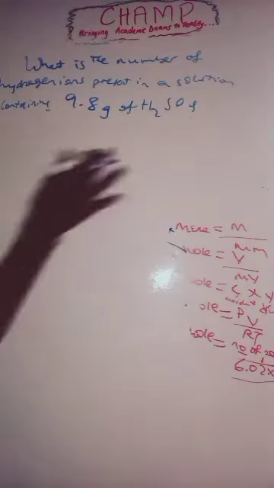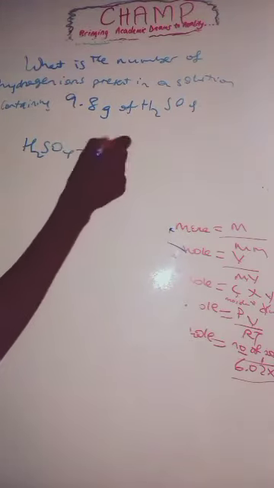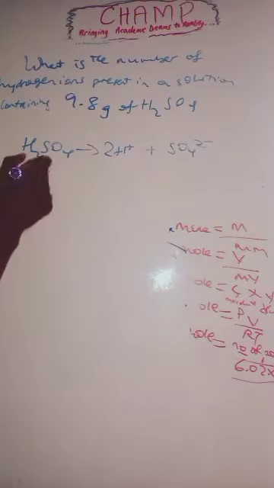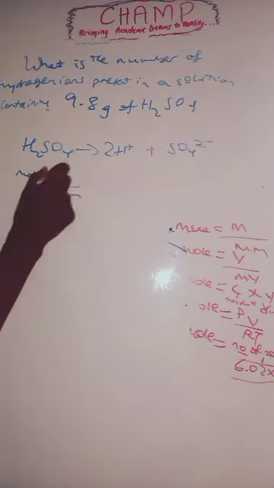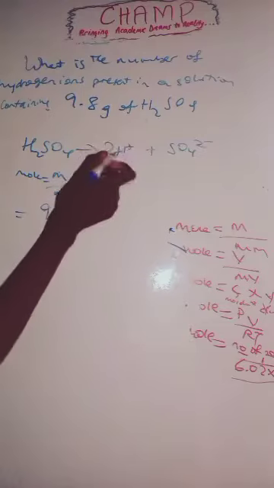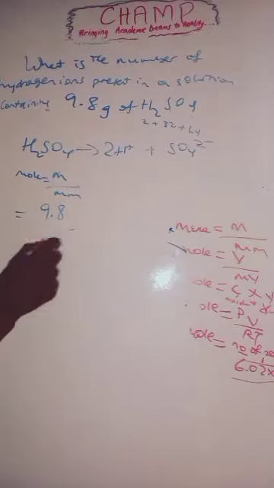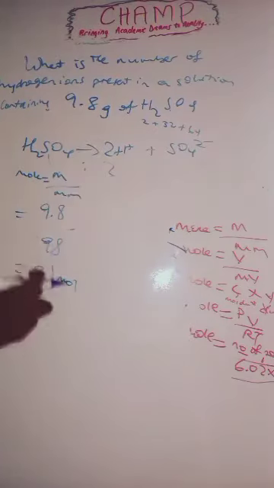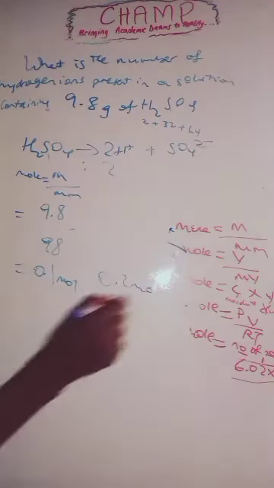So let's go the normal way. Just write how many hydrogen ions are here. It's 2 hydrogen ions plus SO4 2 minus. Is that clear? So you have 2 hydrogen ions. Get your mole. Mole is equal to mass over molar mass. What's mass? 9.8. What's our molar mass? 2 plus 32 plus 64, that's 98. That's 0.1 mole. So it is 1:2. If this one is 1, this one is 2. So if this one is 0.1, this one is 0.2 mole.